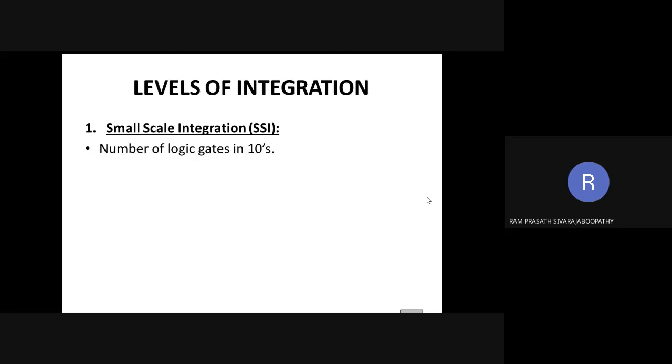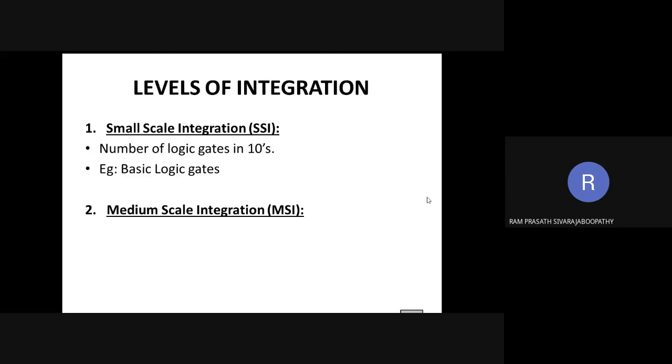The number of logic gates present in such an IC is in the tens, 10 to 12. Fine. For example, a basic logic gate IC. If you take an AND gate IC, it will have only AND gates. Maximum it will have 10 logic gates.